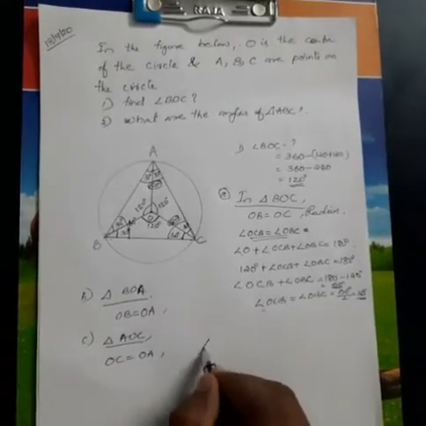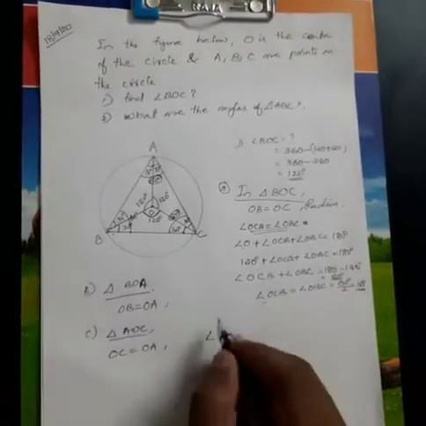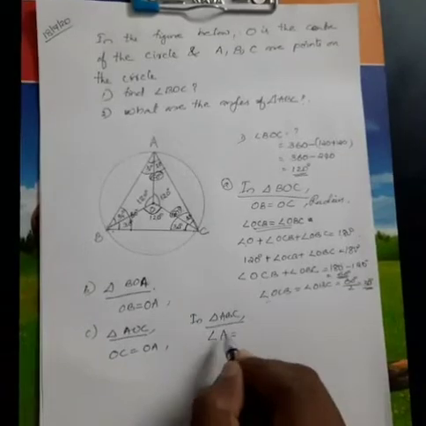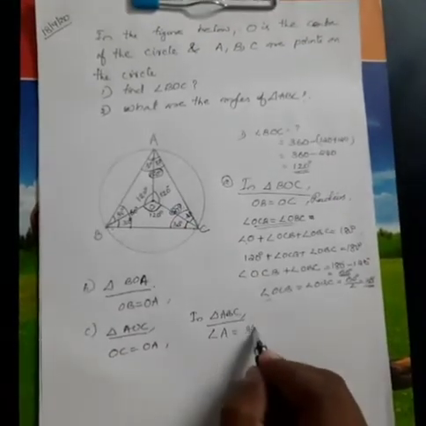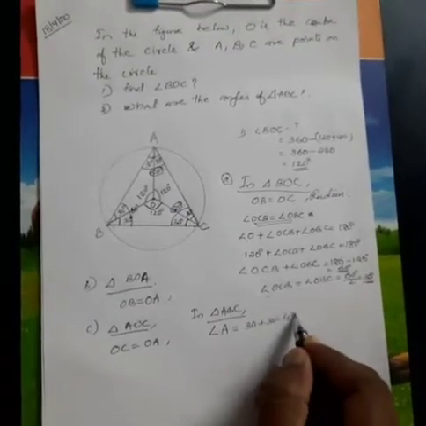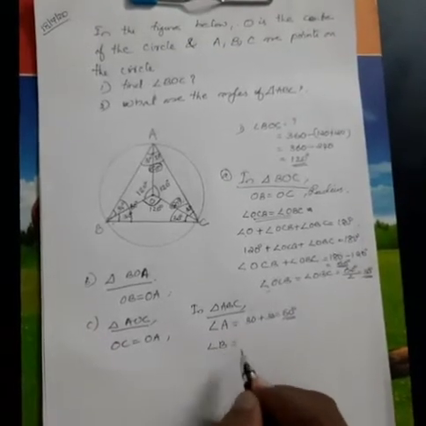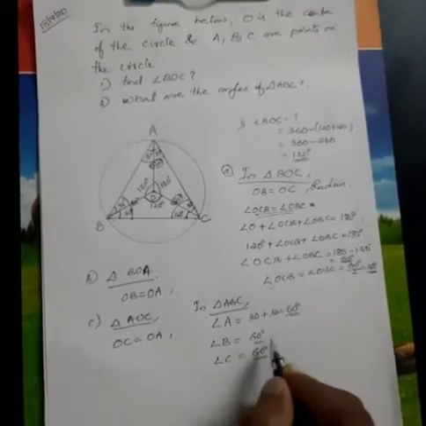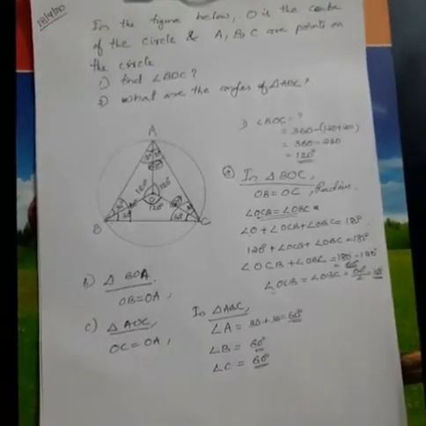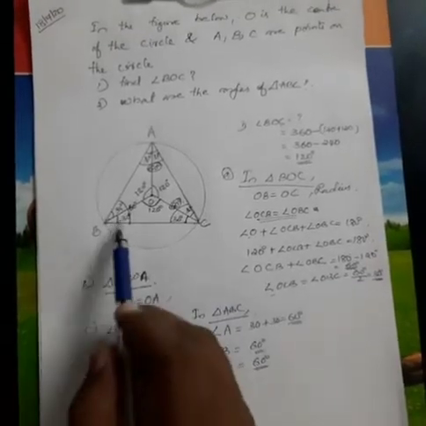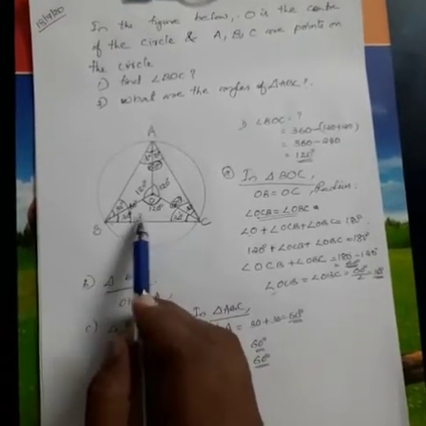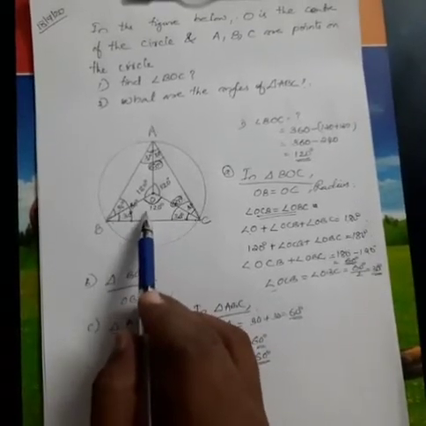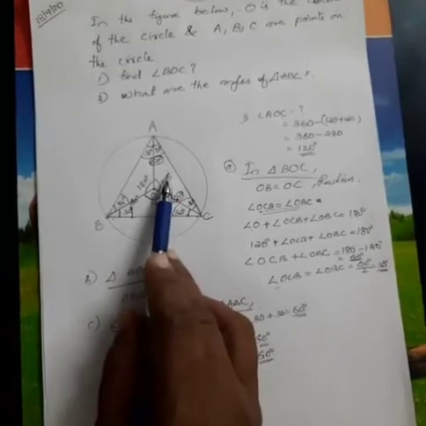So in triangle ABC, angle A is equal to 30 plus 30, it is 60. Similarly, angle B is 60, angle C is also 60 degrees. So find out one triangle and consider this an isosceles triangle. Then you find out other two angles. Similarly, you can find out other two triangles also.